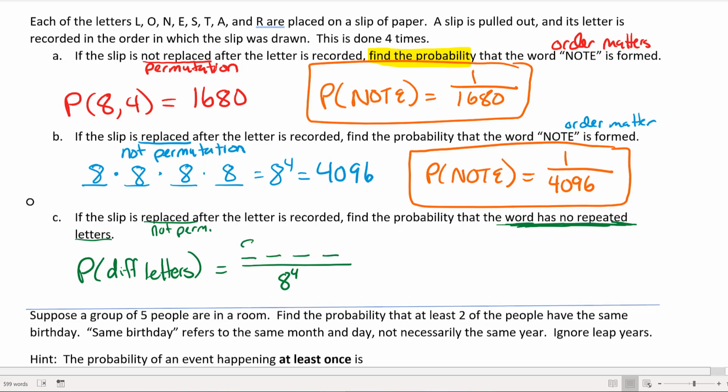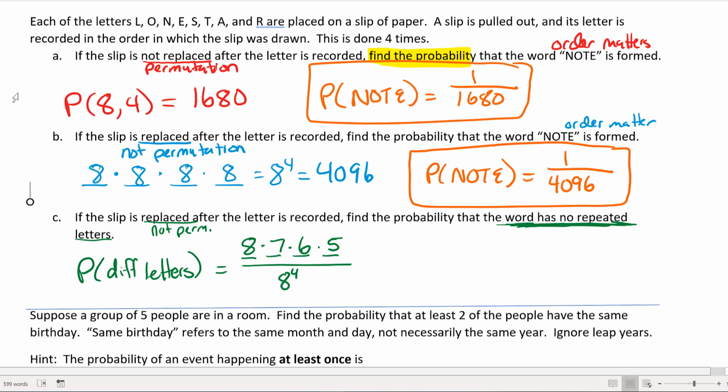I have 8 different choices for my very first pull. Now, even though I put back the slip of paper, I really only have 7 choices left because I can't repeat whatever the first one was. And even though I put the piece of paper back after the second pull, I'm only going to have 6 choices left after that because I can't have either the first or the second letter that I've already recorded. And then for the last one I only have 5 choices left because I can't have the same letters that were recorded on the first 3.